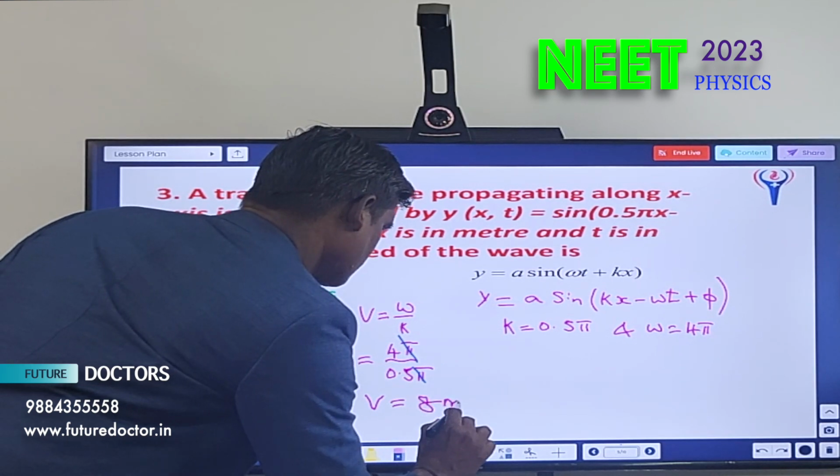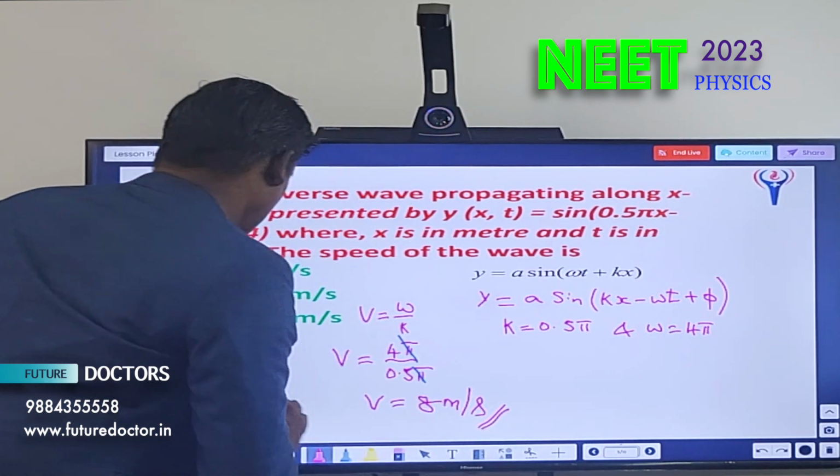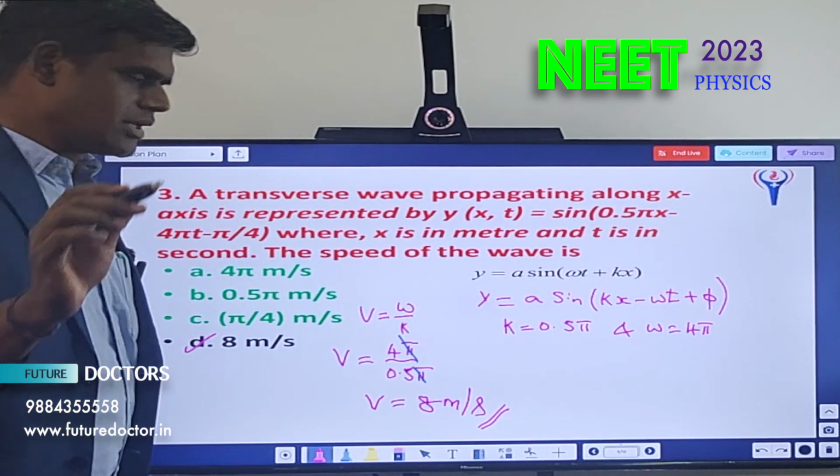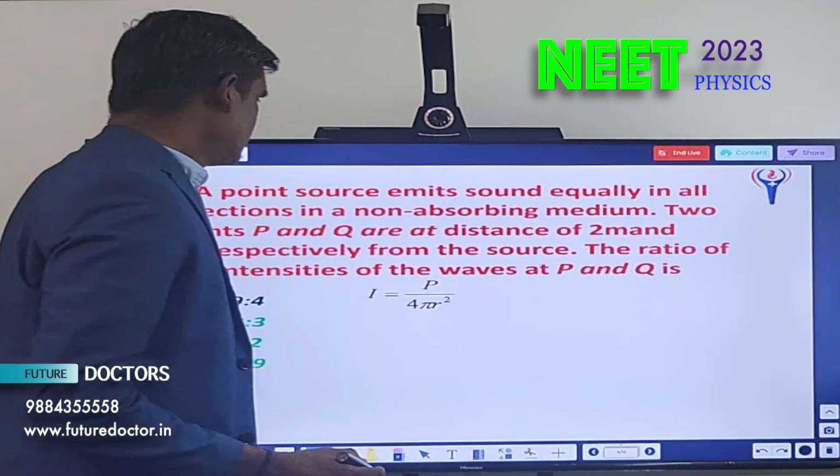V equal to 8 meter per second. Which option? D option. D option is the correct answer. Let's move to question number 4.